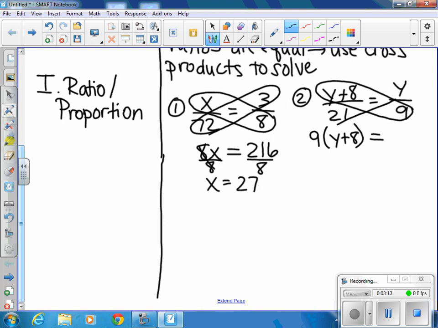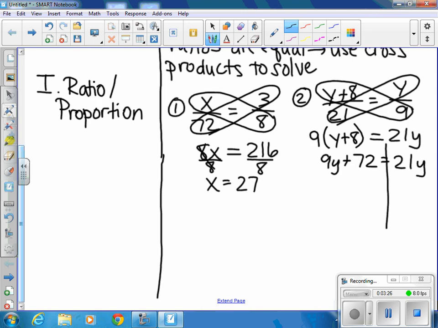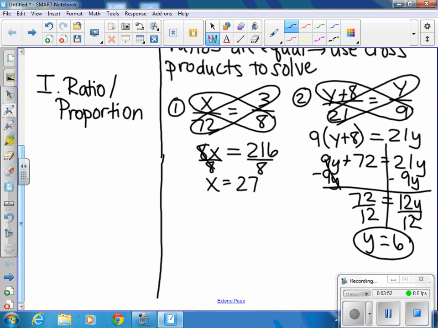Then that equals the other direction. 21 times y is 21y. And in order to solve this, you do have to distribute first. So you have 9y plus 72 equals 21y. Okay, and you should recognize you have variables on both sides, so we want to move the smaller one. That means we need to subtract 9y from both sides. We now have 72 equals 12y. Okay, and then you want to divide by 12 on both sides, to give you y equals 6. So the final answer is y equals 6.